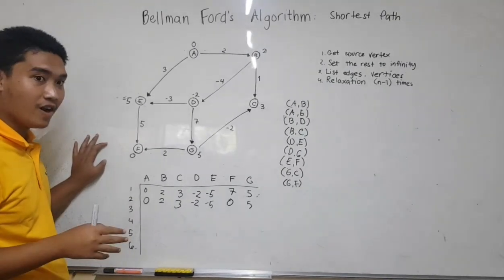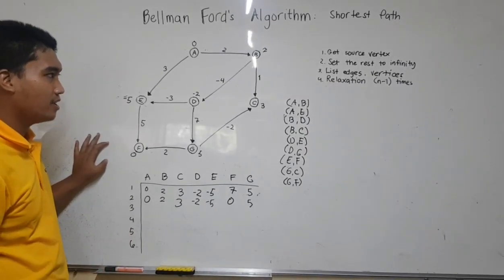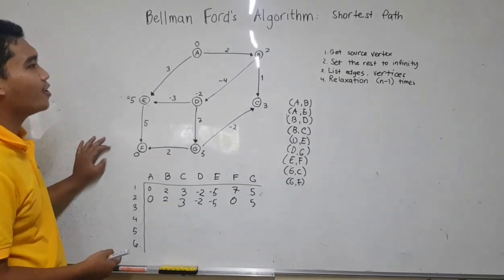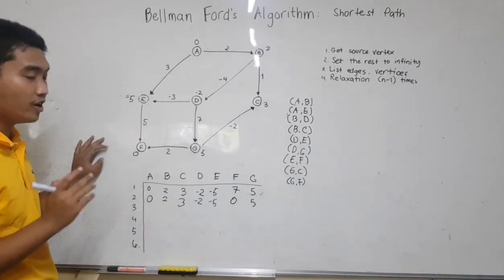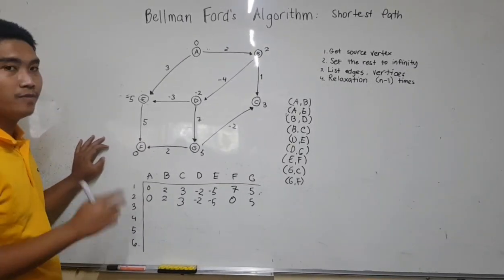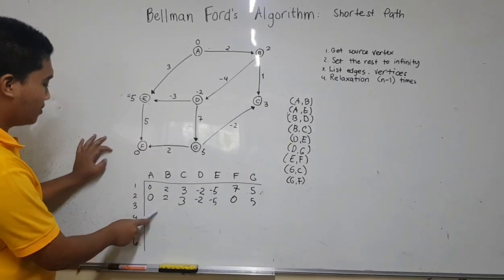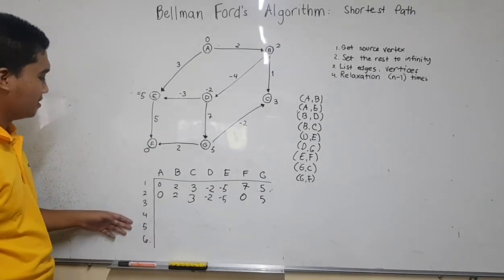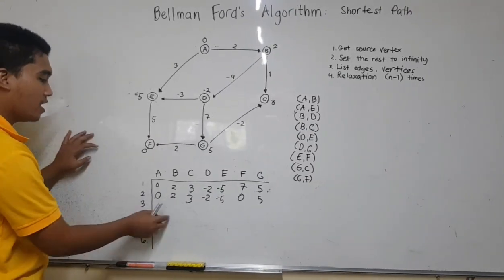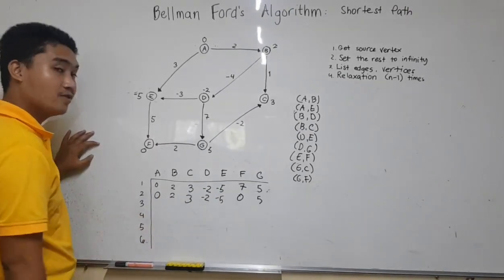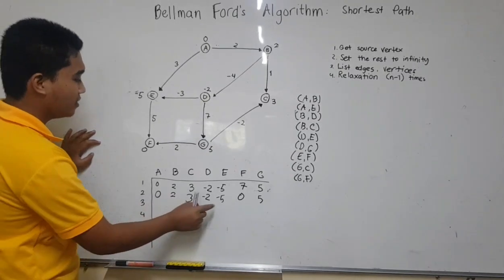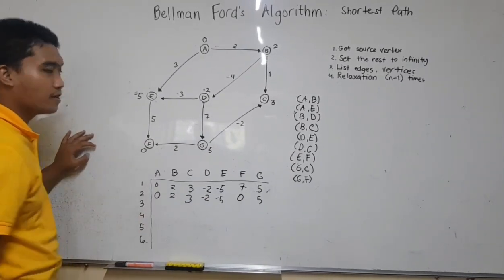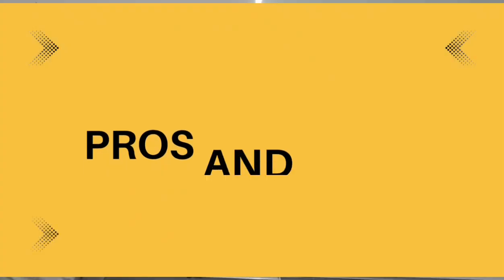If we did arrive at the same correct answer, then we can say that we have found the shortest path of each vertex using Bellman-Ford's algorithm. So if you did the relaxation 6 times or less and you come up with the correct answer, then you can say that these are the correct answer for this graph. So there you have it.